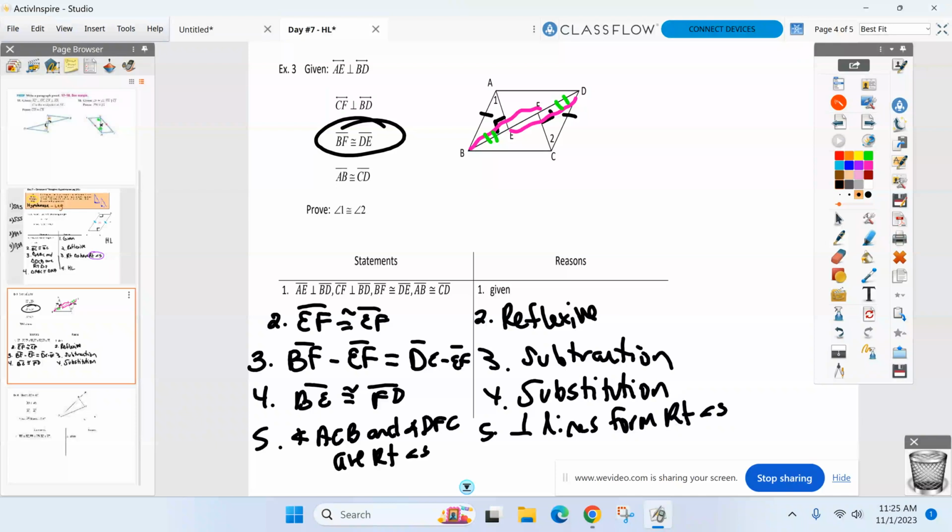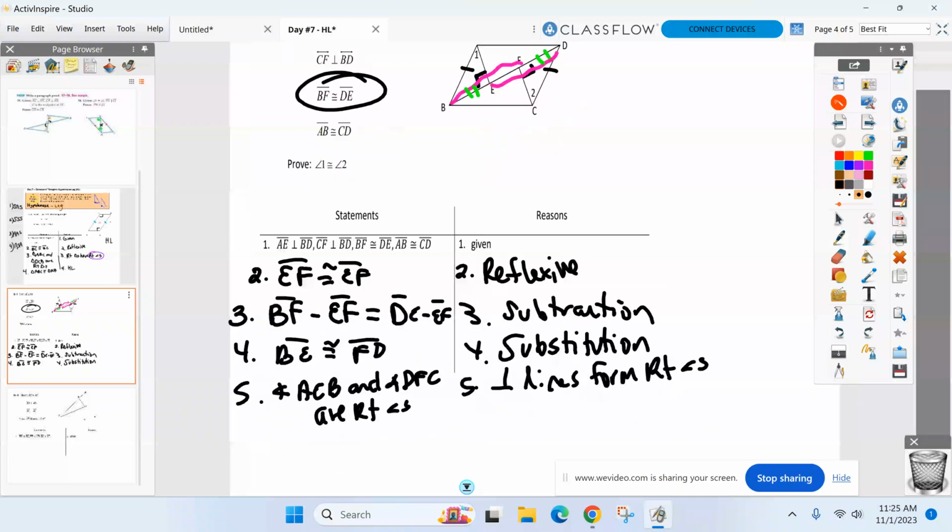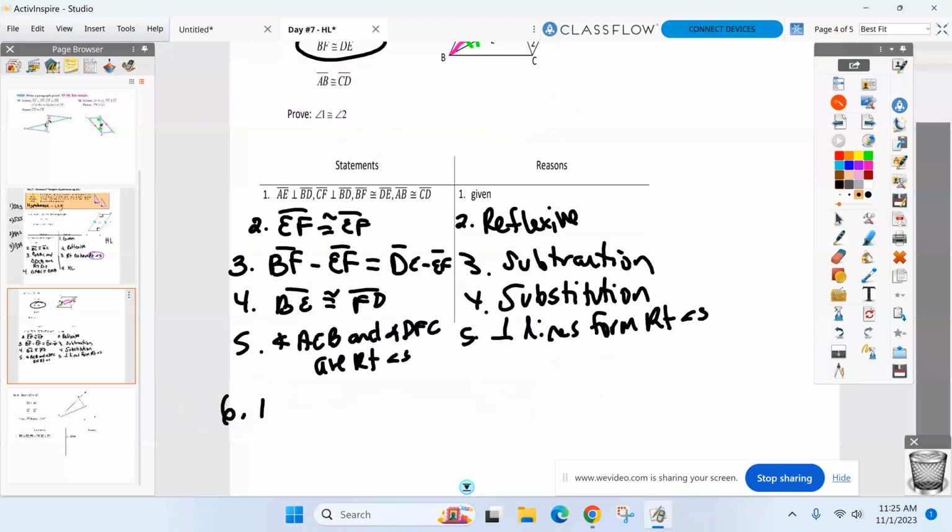Again, if you're just in the habit of saying they're congruent, it's not wrong. It's not wrong, but I don't need to here. Now I need to tell you that these triangles are right triangles. Triangle AEB and triangle DFC are right triangles.